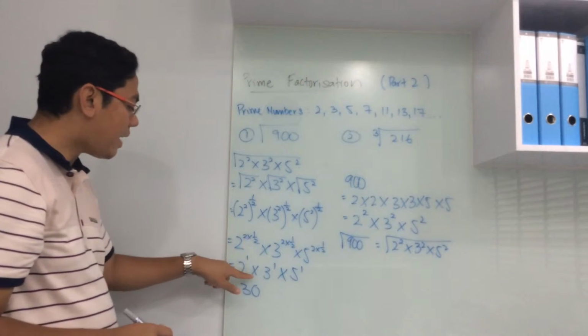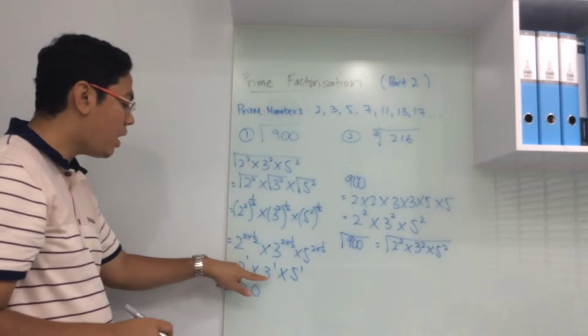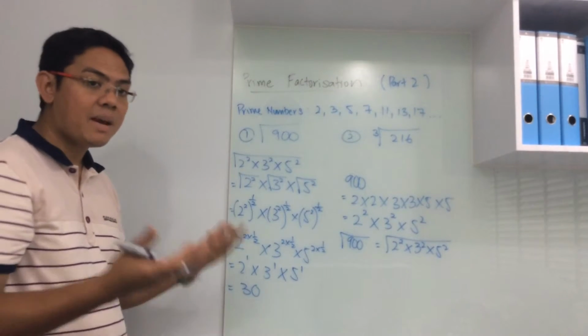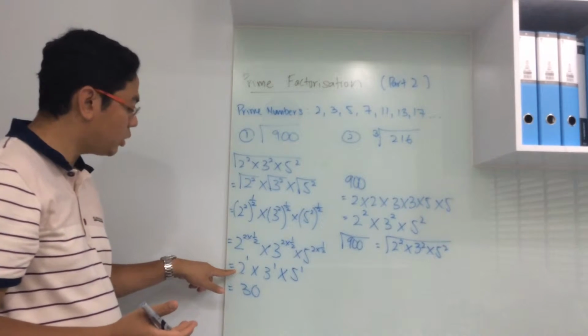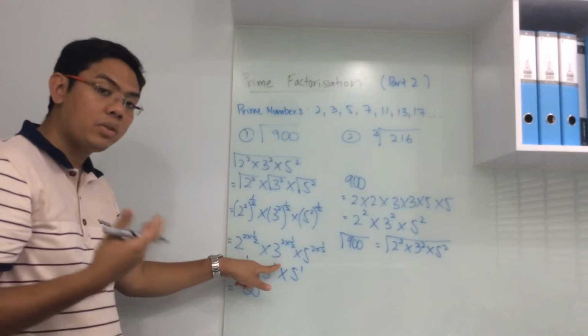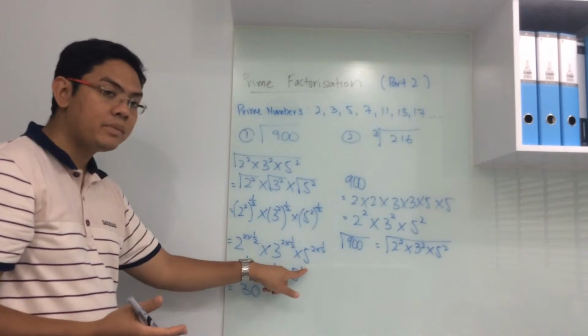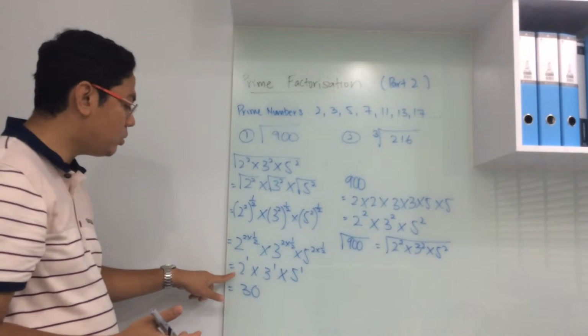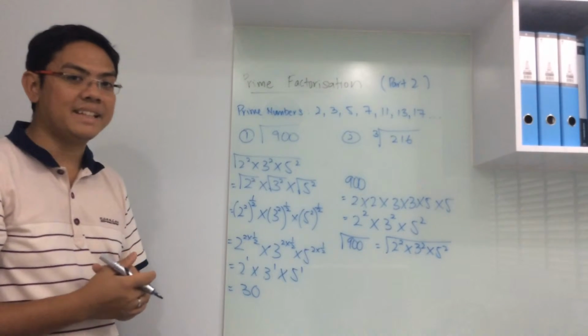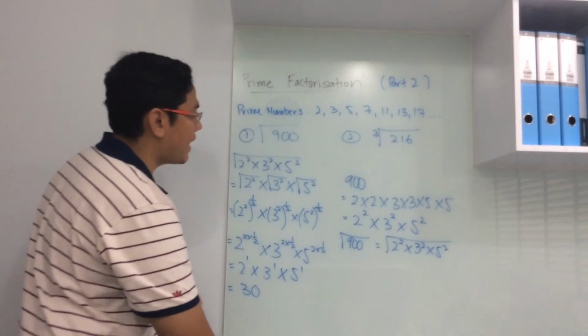So any number, in this case 2, 3 and 5, which has an index of 1, is basically the number itself. So 2 to the power 1 gives you 2, 3 to the power 1 gives you 3, and 5 to the power 1 gives you 5. So we take 2 multiplied by 3 multiplied by 5 and that will give you 30. Let's go to the second example.